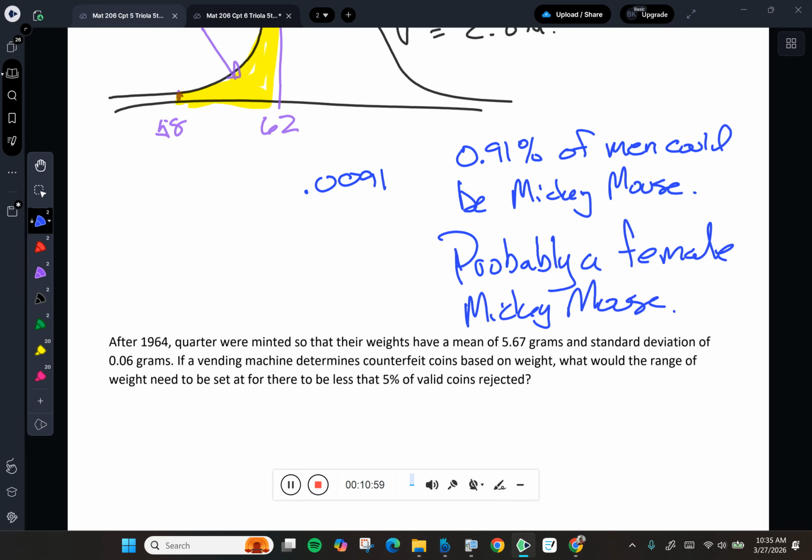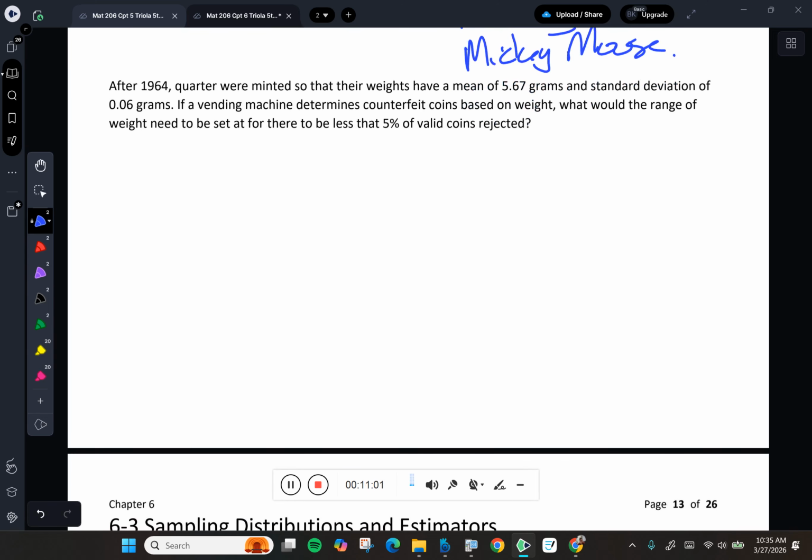Okay. All right. After 1964, quarters were minted, so their weights had a mean of 5.767 grams and a standard deviation of 0.06 grams. If a vending machine determines counterfeit coins based on weight, what would the range of weight need to be so that less than 5% of valid coins are rejected?